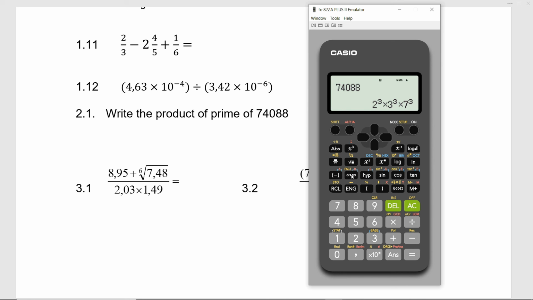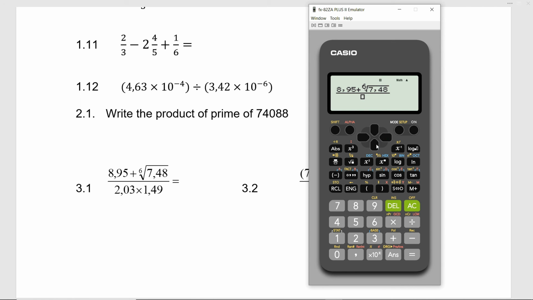Okay, for 3.1, I've got a complicated little fraction there, and I'm going to round that one off to 2 decimal places. So again, all I'm going to do is type it in exactly the way that I see it, and then take it from there. So I've got 8,95, and then I'm going to add, and I now need to use the shift function to get a 6th root, and then use my arrow keys to get into it. So that's going to be the 6th root of 7,48.